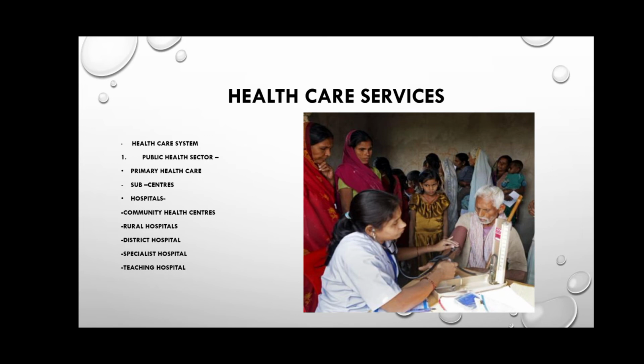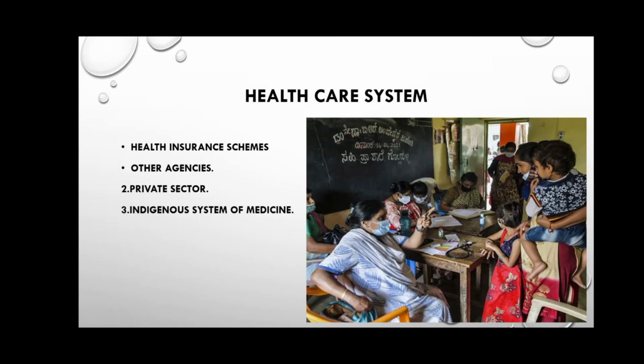Then the third sector in the public health sector is health insurance schemes. Two types of schemes are there in the health insurance scheme: the Employees' State Insurance and the Central Government Health Scheme.